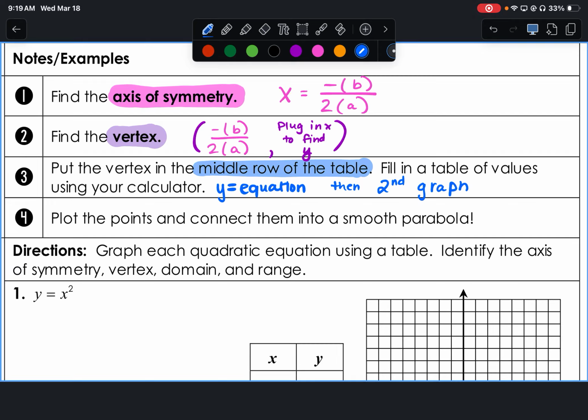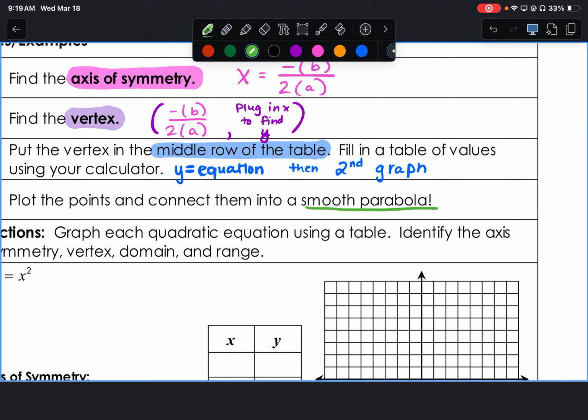Then we just plot the points and connect them into a smooth parabola. That smooth parabola part is important. We have to make sure our graph is actually a U shape. When we put these points together, they're going to almost be in the shape of a V. You have to make sure you curve out the line because it is a curve. If you do straight lines, you're graphing something entirely different. So I want you to make sure you make it a curve. It should be a U shape, not a V shape.